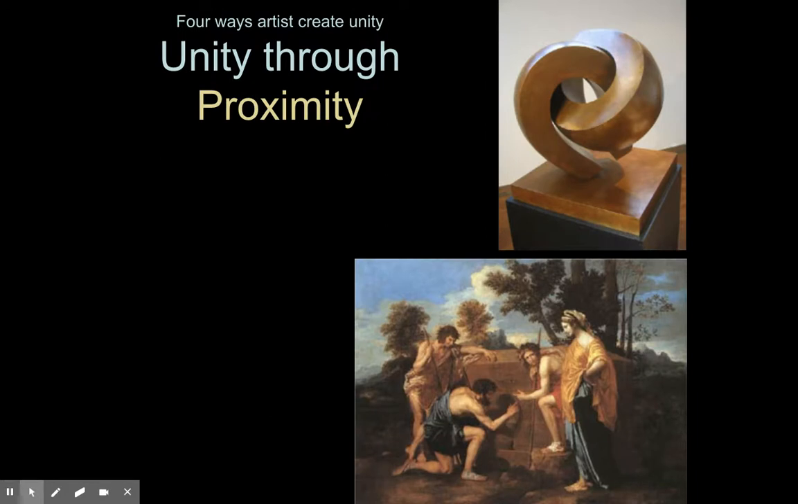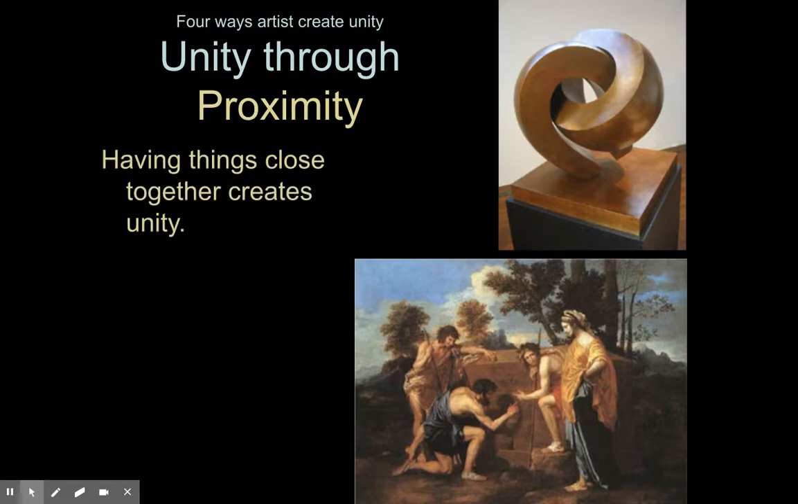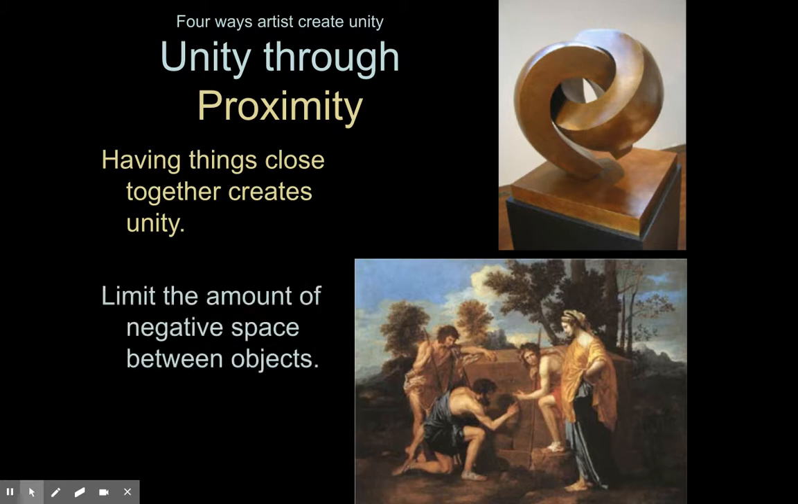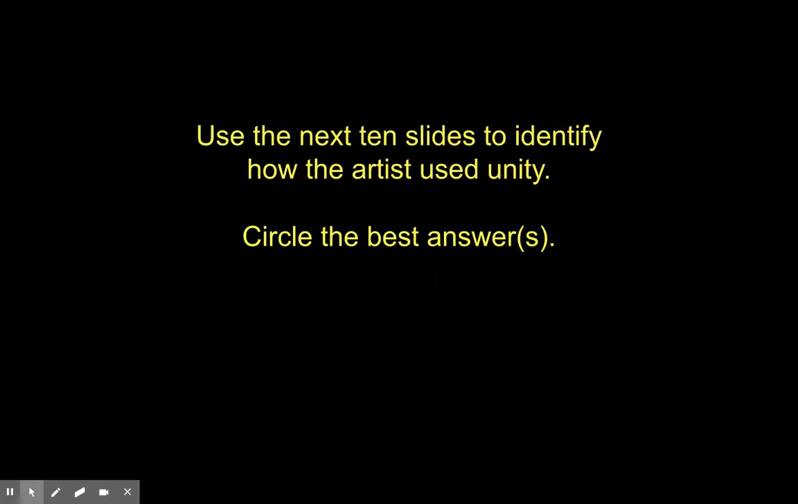The next one is unity through proximity. Proximity means closeness, or things close together. So having things close together creates unity, right? When there are objects that are close, that helps to create the idea of unity. So limit the amount of negative space between objects. Things too spaced out might seem kind of strange, right? If these 4 figures were together but not near each other, it would seem weird, not make sense.